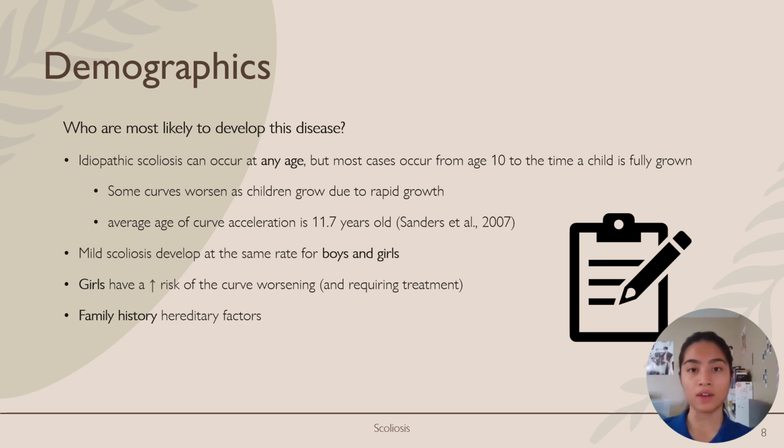Mild scoliosis develops at the same time for boys and girls. However, it's seen that girls have a much higher risk of developing a greater curve and therefore needing treatment. Family history has also been linked when someone else in the family has the disease. However, that's not apparent in all cases.